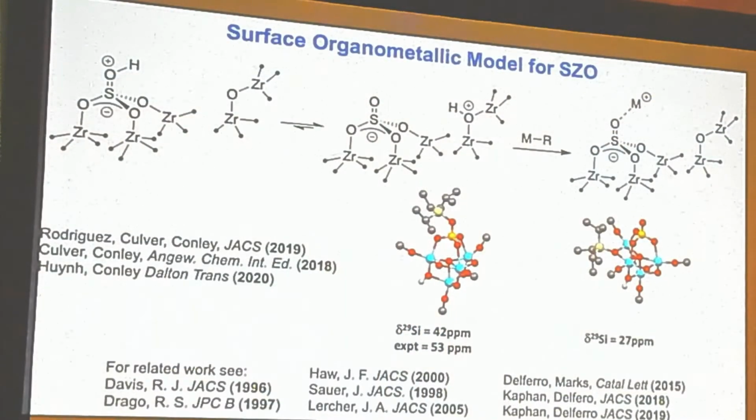And that's consistent with these small cluster DFT models that we have, which contain a tripodal sulfate, this small zirconium oxide cluster, and these have NMR chemical shifts that are closer to what we see experimentally, compared to putting the silicon on a Zr-Zr bridge. Okay.